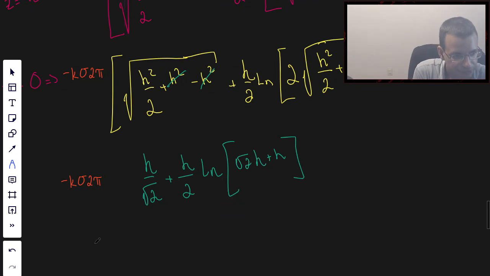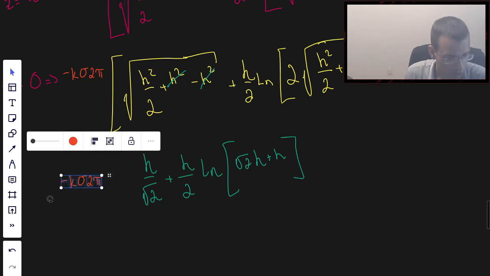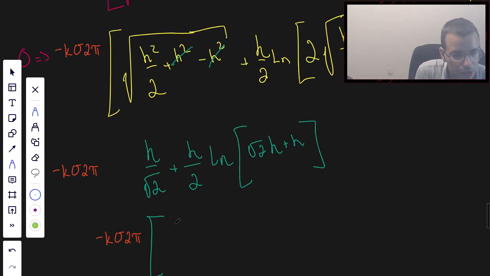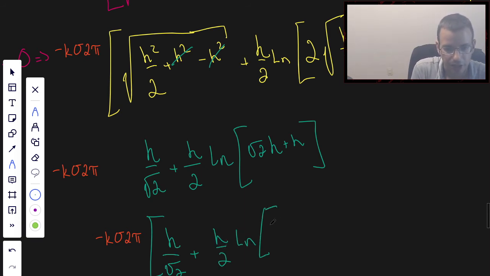And I'm going to rewrite this as copy paste h over square root of 2, or h times 1 over square root of 2 plus 1/2. No, I'll leave that. h over square root of 2 plus h over 2 natural log of h times square root of 2 plus 1.